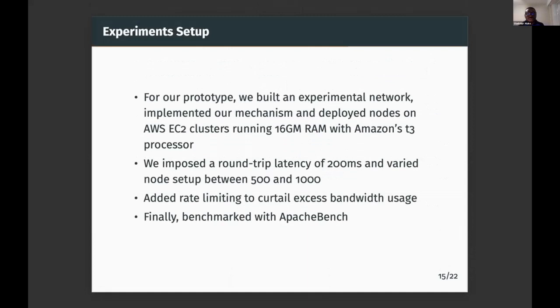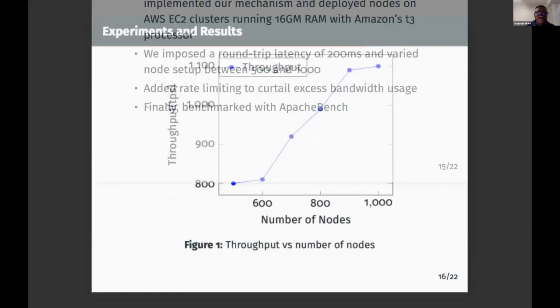So for experiments, we built an experimental network. We implemented the mechanism and deployed the nodes on AWS EC2 clusters that are running 16 gig of RAM. We imposed a round trip latency of 200 milliseconds to try to simulate the effects of a wide area network. And then we varied the node setup between 500 and 1,000 nodes. We also added rate limiting to curtail the excess bandwidth usage. And finally, we benchmarked the system with Apache Bench.